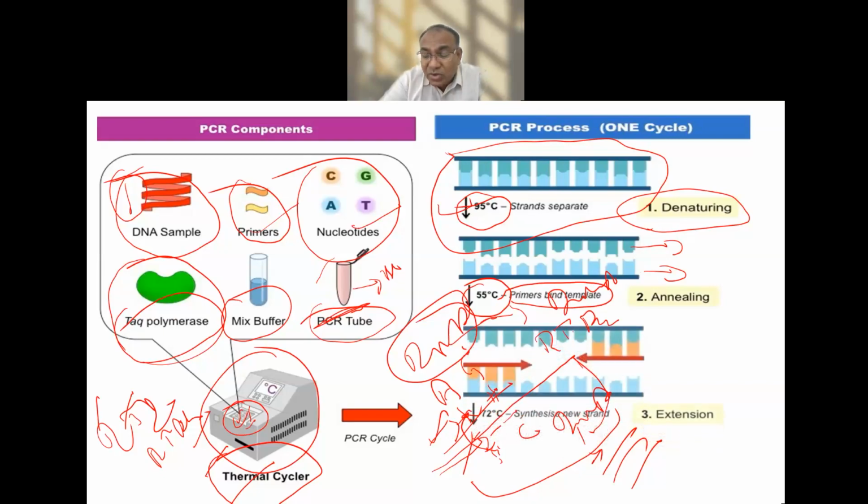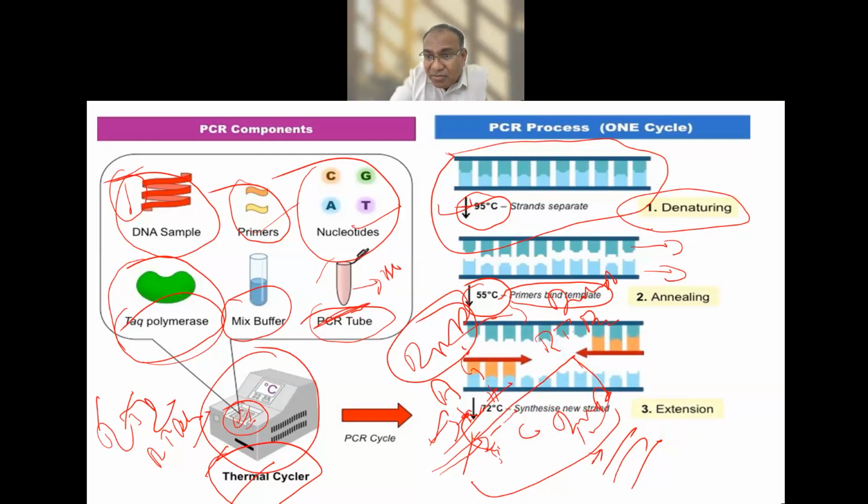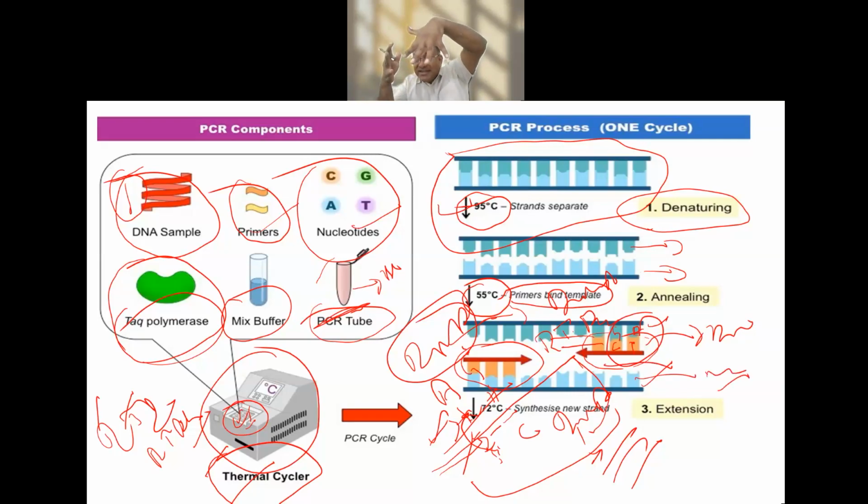Now, after the annealing, the third step is nothing but extension. Here the primer is going to get attached. For example, if I have A here, the primer will give T. If it is G, it gives C. Keep putting the nucleotides in the opposite direction as they have to be arranged. So two primers, one primer for this strand and the second primer for this one, give us a template. One template will be turned into one DNA, and the second template will be turned into a second DNA.